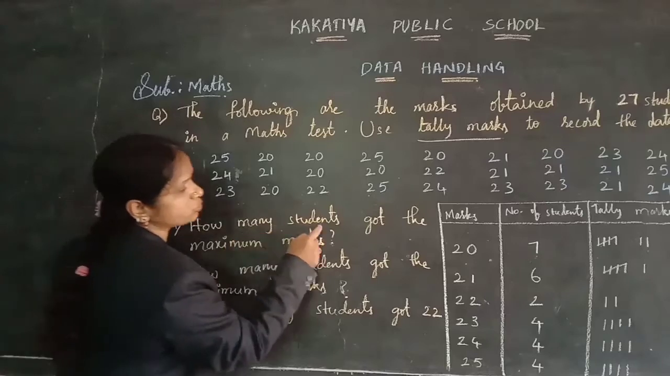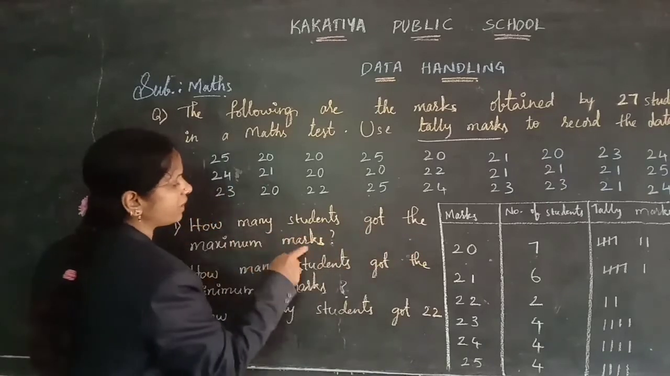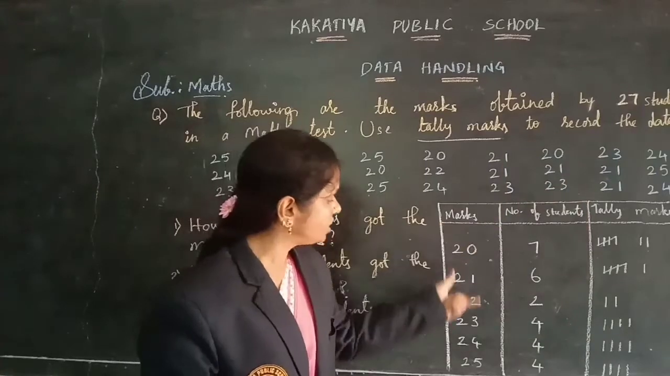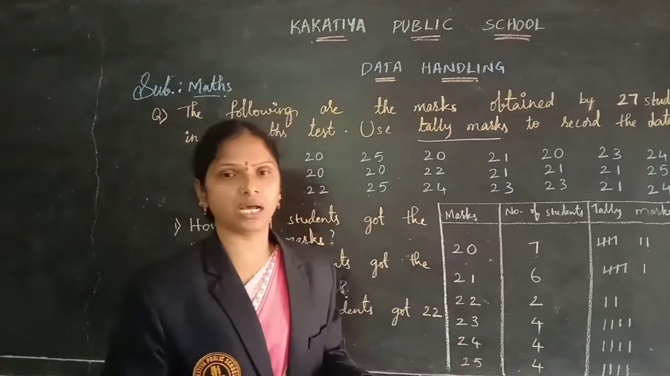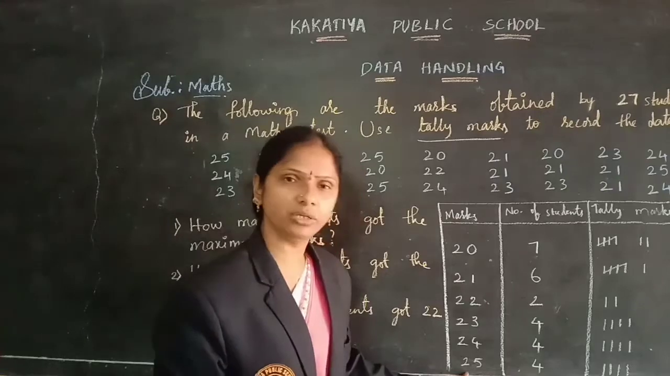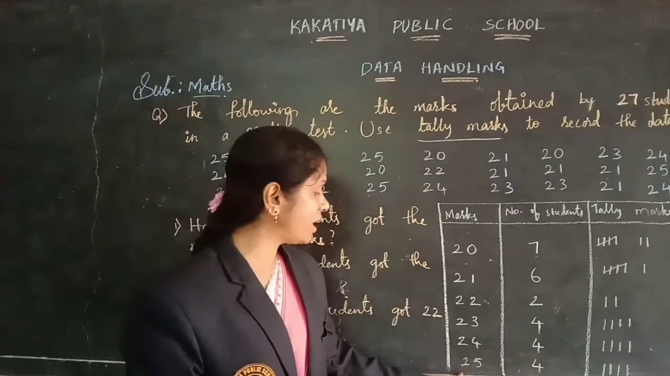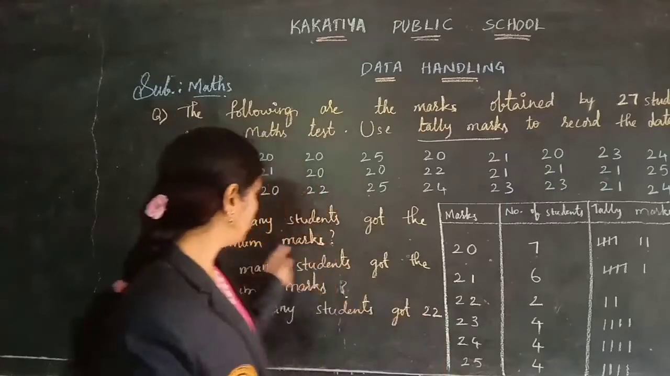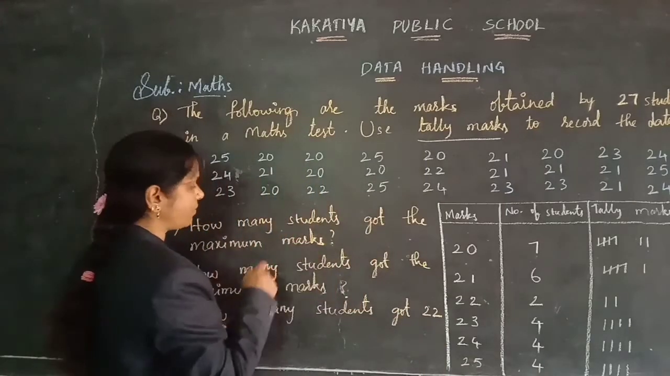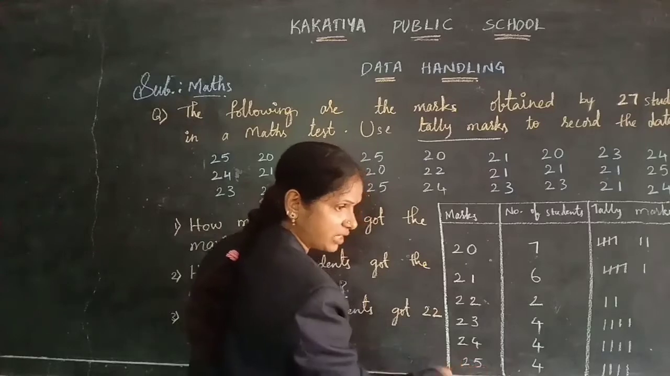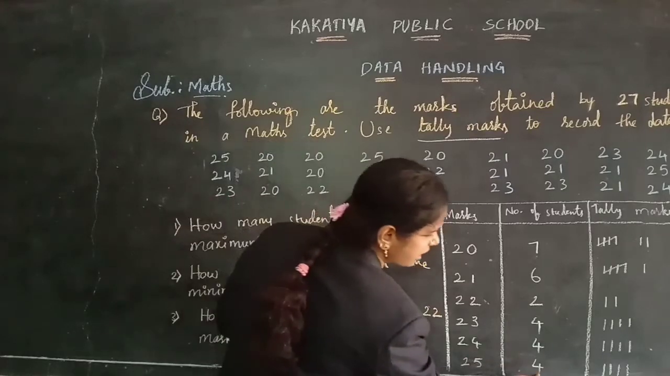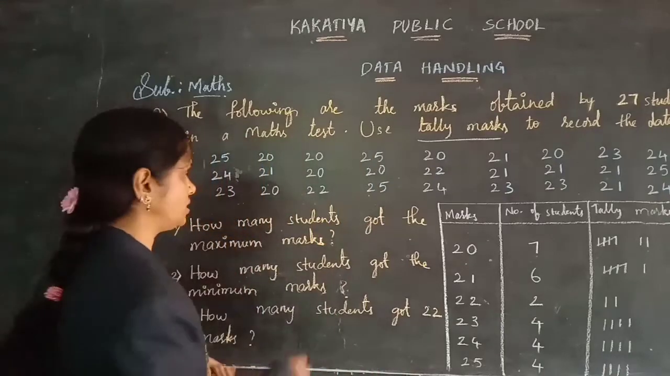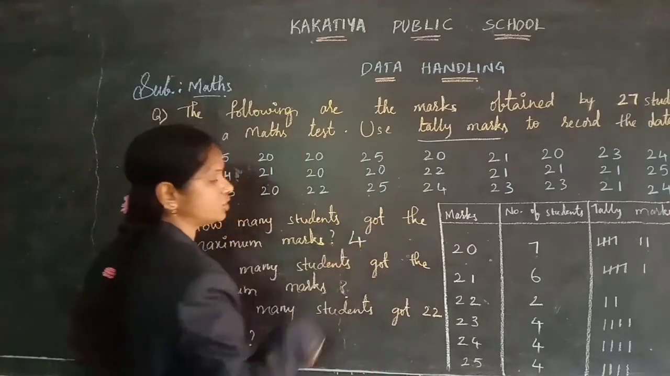Now, how many students got the maximum marks? Maximum marks means the bigger marks, more marks. The maximum marks number is 25. How many students got 25 marks? They are asking. So how many students are there for that? See, 4 students got 25 marks. So the answer is 4 students.